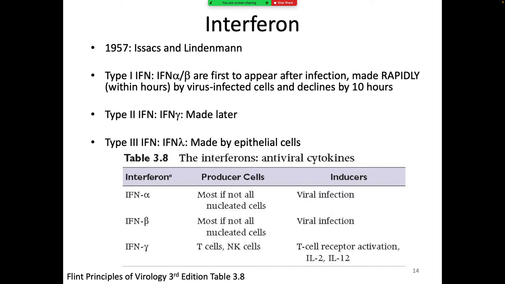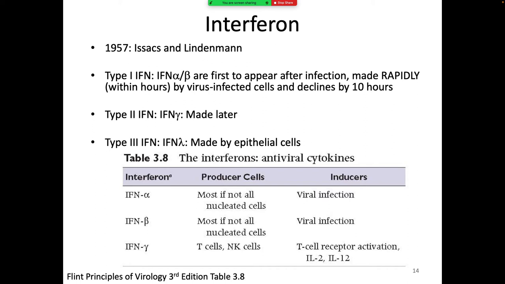In 1957, there were some scientists who were trying to study this issue. What they realized is that they could infect some cells with a virus. They were infecting chicken cells with influenza, I believe. And then they found out that the infected cells made magic stuff and sent it outside of the cell.